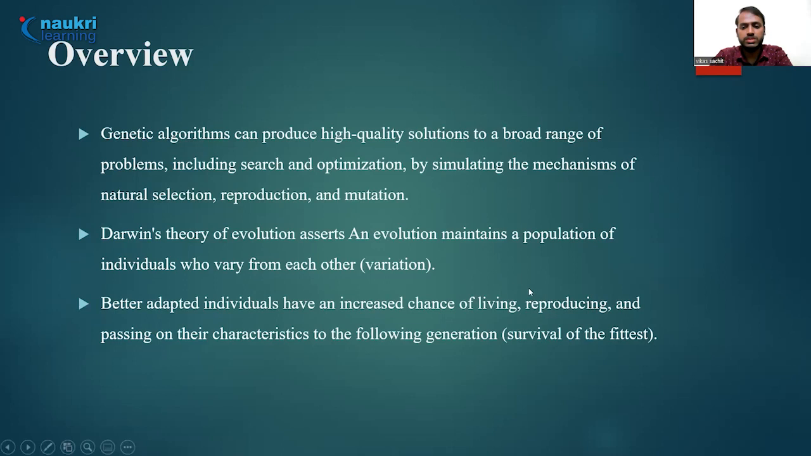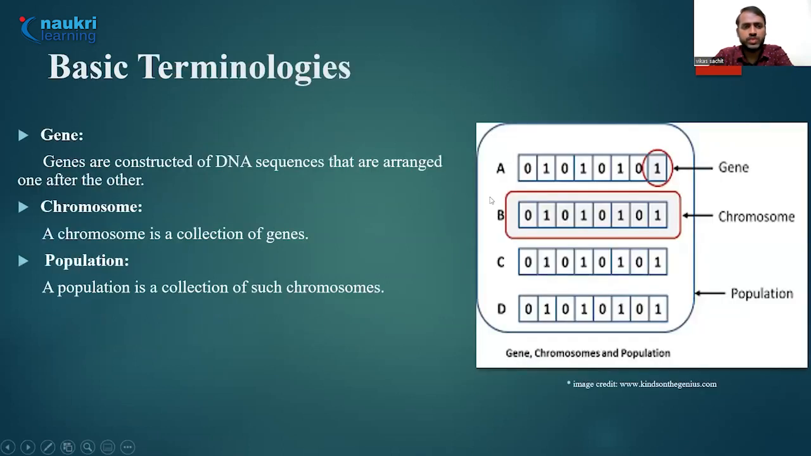Survival of the fittest means the one who is the fittest has a chance of living, reproducing, and passing their characteristics to the following generation. In this overview we have some technical terms like selection, reproduction, and mutation, which we will see in a while. This is about the overview. Now let us head to some basic terminology. Here you can see there are three terminologies generally used in genetic algorithms: gene, chromosome, and population.